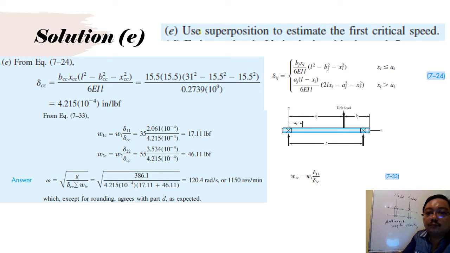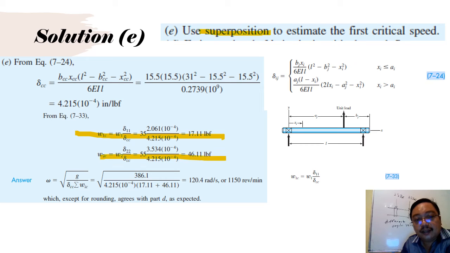Using the superposition method, you have learned the superposition method in mechanics of materials class. If you open the Hibbeler mechanics of materials book, it is in chapter 12. This is the superposition method. You put all the values here and you get the estimate of the first critical speed like this. Okay, w equals g, which is 386.